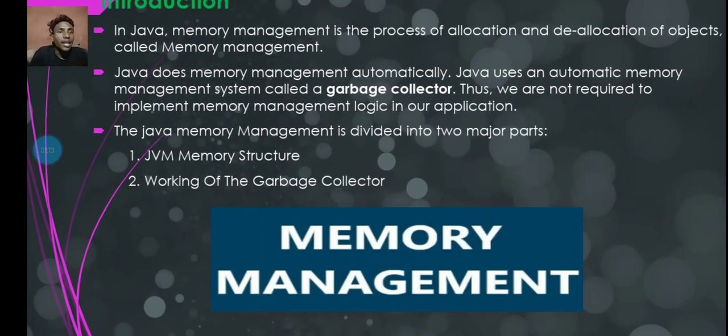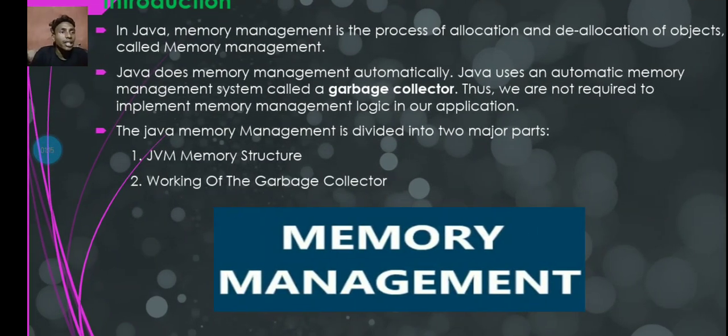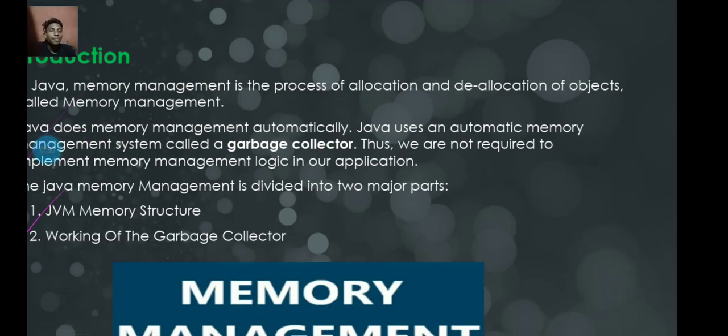Introduction. In Java, the process of allocation and deallocation of objects is called memory management. Java does memory management automatically. Java uses an automatic memory management system called the garbage collector. Thus, we are not required to implement memory management logic in our applications. The Java memory management is divided into two major parts: JVM memory structure and working of the garbage collector.